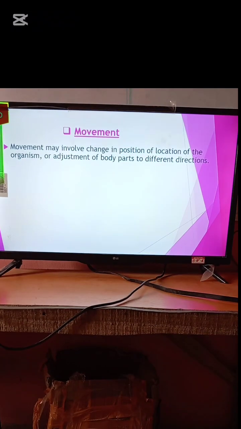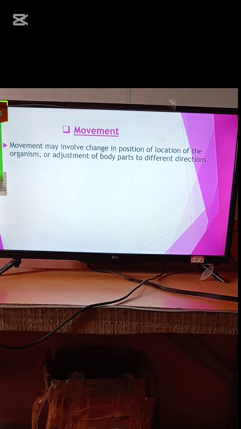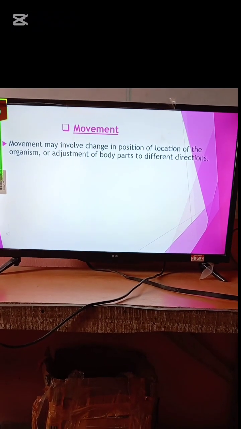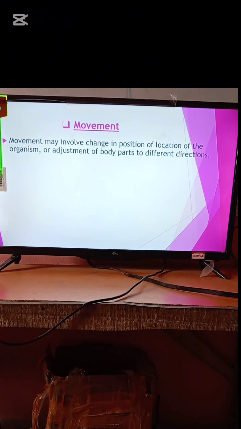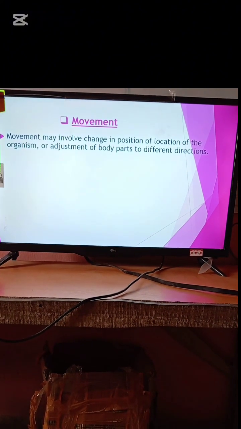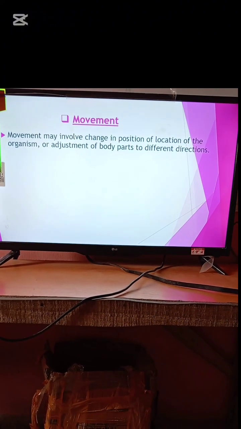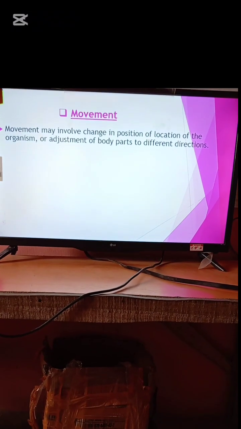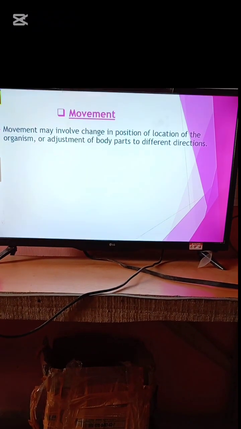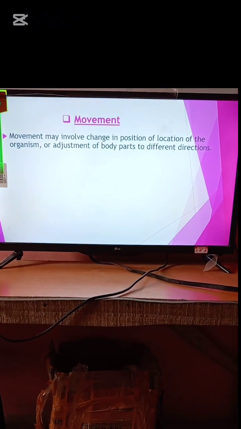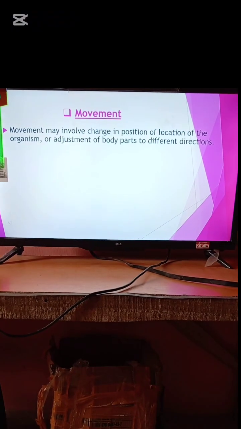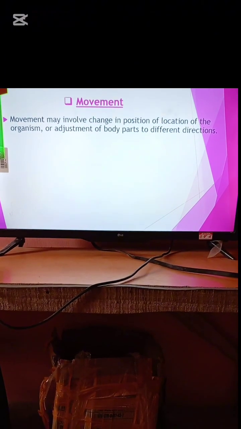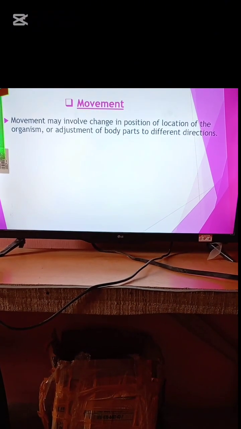So number one is movement. Movement may involve change in position or location of the organism, or the adjustment of different body parts to different directions. That's movement.